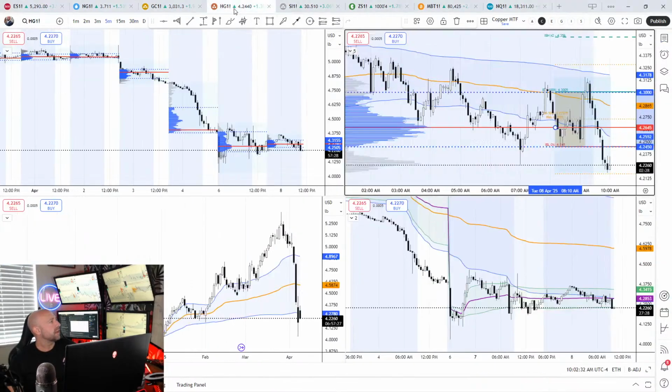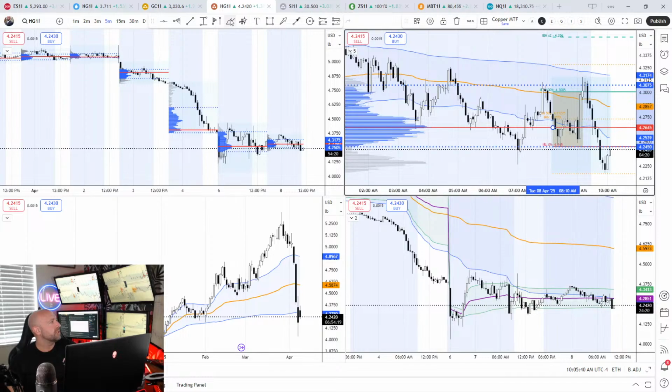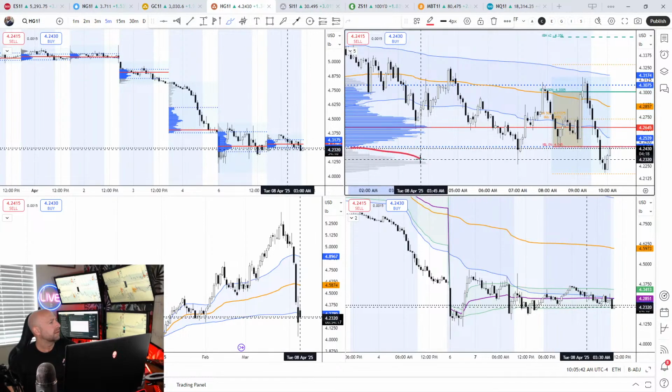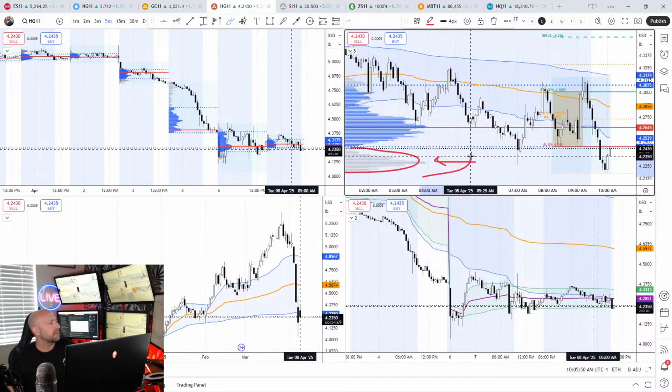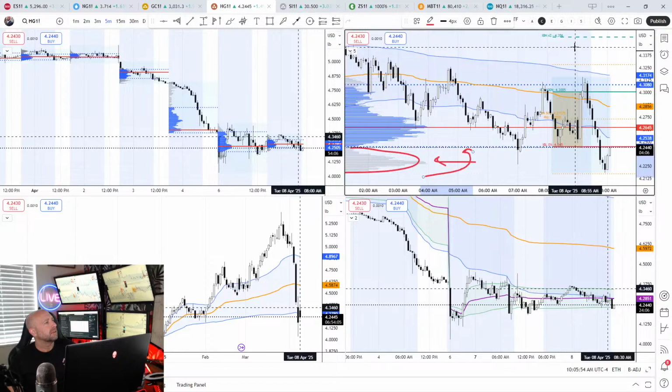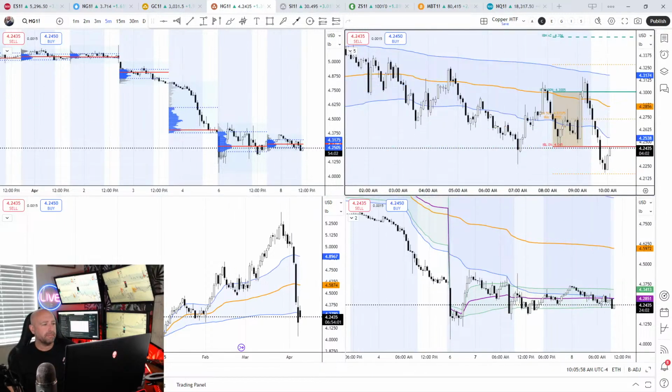And then I took a trade in copper. We built a distribution here. So I faded the value area extreme of this distribution, a lot of buyers here. And I just expected it to go to the other side of the value area. Didn't hold on that long. That's where I'm at.